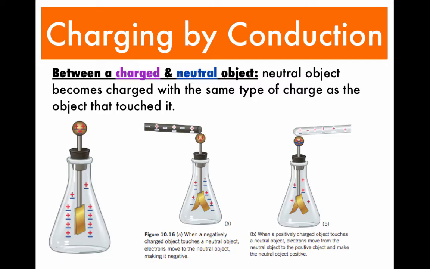In figure A, when a negatively charged ebonite rod touches the neutral electroscope, the electrons will move to the neutral object, making it negative. You'll notice that the leaves are now spread apart because like charges repel. In the second figure, we have a positively charged glass rod. When it touches the neutral electroscope, the electrons will move from the neutral object to the positive object, making the neutral object positive because the electrons have transferred. Similarly, the leaves are spread apart because like charges repel.